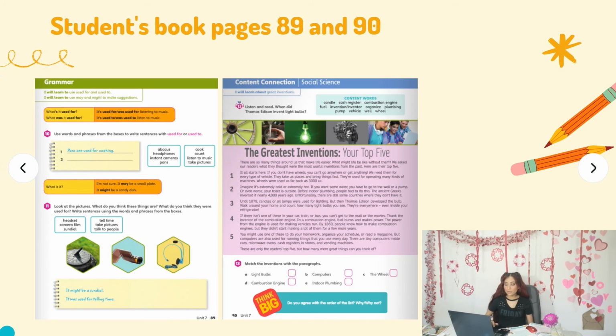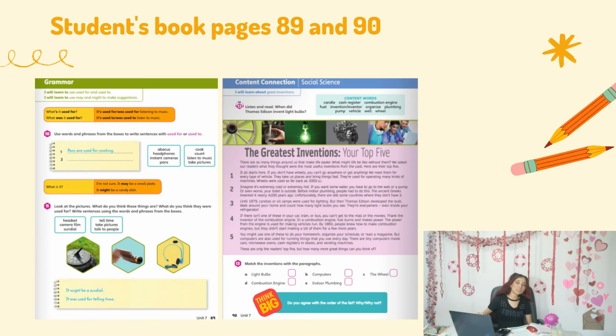Okay, so activity 13, match the inventions with the paragraphs. Okay, so we have a, bulbs, and we are going to put whether it is 1, 2, 3, 4, or 5. Letter B, computers. Letter C, the wheel. Letter D, combustion engine. E, indoor plumbing. Think big activity. Do you agree with the order of the list? Why? Why not? So, do you think number 1 is the most important, your favorite one? If you don't think that's the correct order, which one would you like to have?